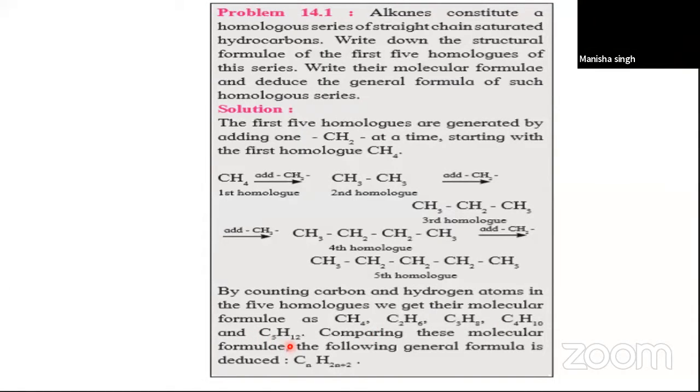So like this, if the members of any homologous series are asked, you have to write like this. And what is the general formula? CnH2n+2. So the general formula can also be deduced. In the first example, CH4, 1 carbon is there and 4 hydrogens are there. That means 2n plus 2, where n is 1. So 2 into 1 means 2, plus 2 means 4. So this is the general formula we can deduce.